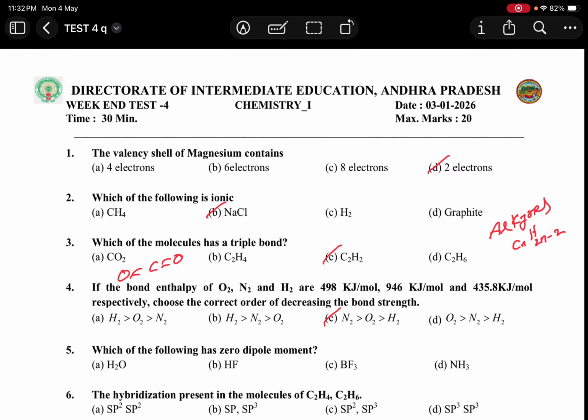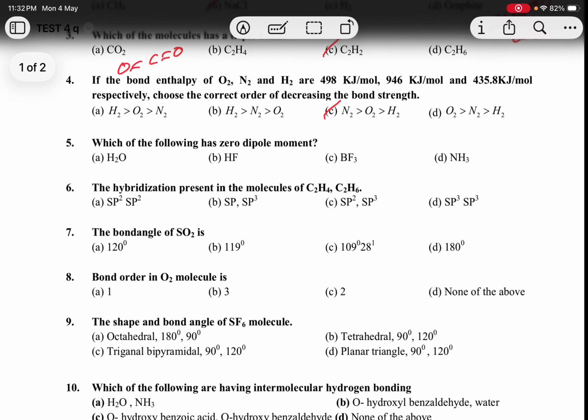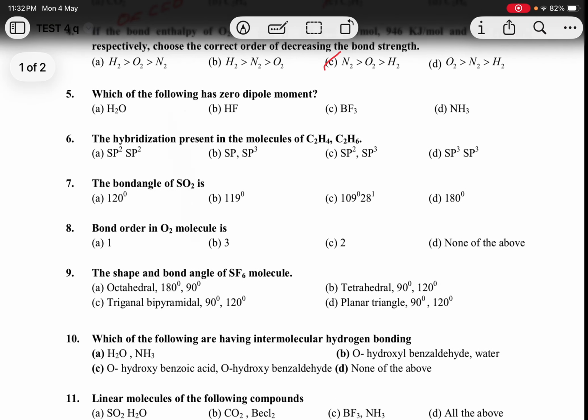Okay, next, fifth one, which of the following has zero dipole moment? Zero dipole moment is associated with regular geometry molecules which do not contain lone pairs of electrons. First option is H2O. Here oxygen belongs to the sixth group. It contains 6 valence electrons. Among 6 valence electrons, 2 valence electrons form bonds with 2 hydrogen atoms. So it contains 2 lone pairs of electrons. So it has a certain dipole moment.